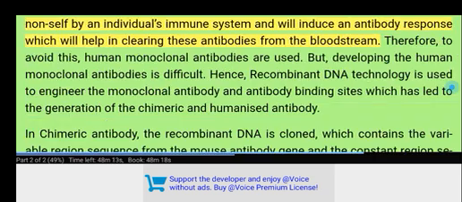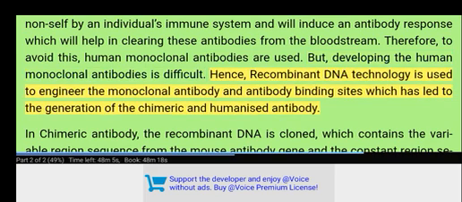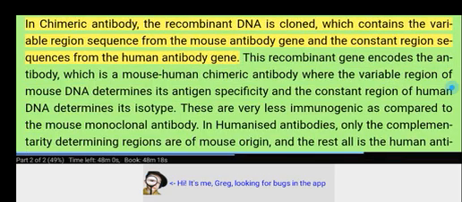which helps IgM to bind effectively to the antigen and compensate for the lower affinity. Non-self antibodies in an individual's body will induce an antibody response, which will help in clearing these antibodies from the bloodstream. Therefore, to avoid this, human monoclonal antibodies are used. But developing human monoclonal antibodies is difficult. Hence, recombinant DNA technology is used to engineer the monoclonal antibody and antibody binding sites, which has led to the generation of chimeric and humanized antibodies.